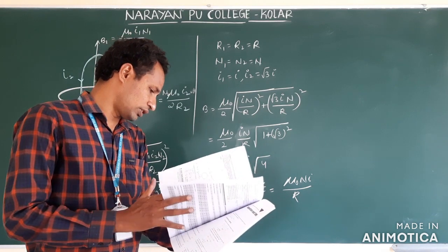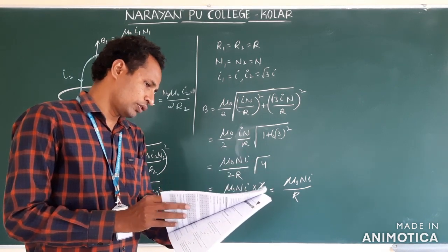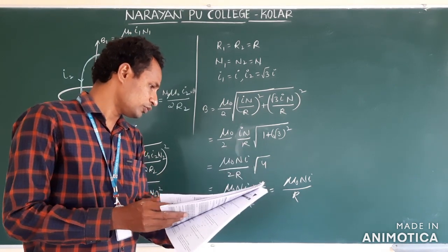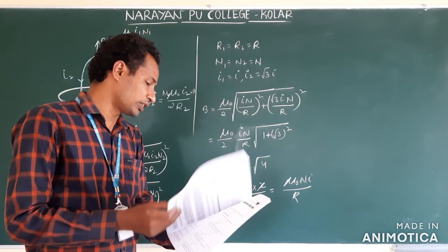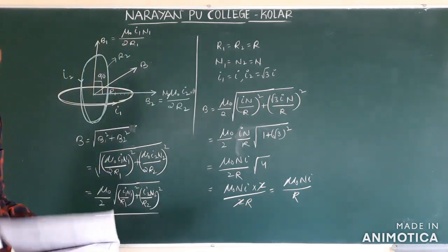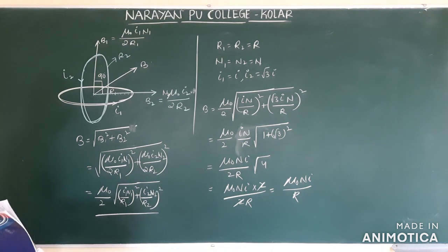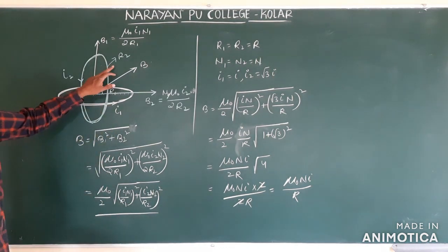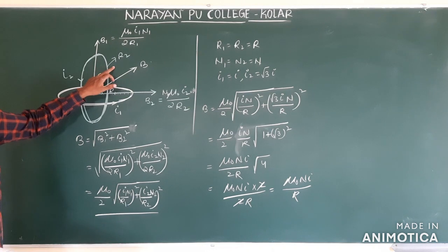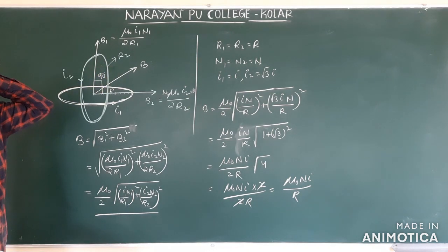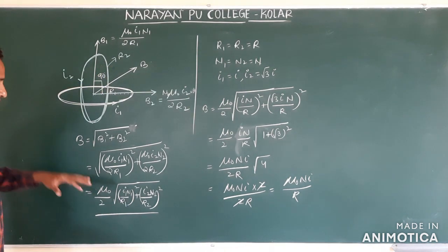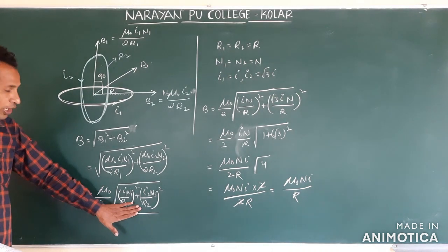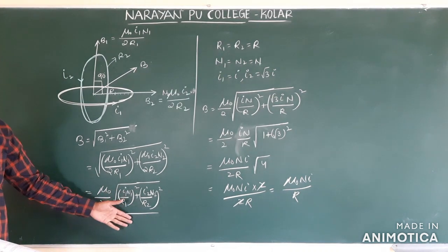Test yourself. First question. Third question, given option 1, mu naught N I by R. But in this case they gave different currents, and they mentioned the number of loops. But we would expect same radius, same currents, same number of turns. Understand? But anyway, this is a formula for any kind of question.